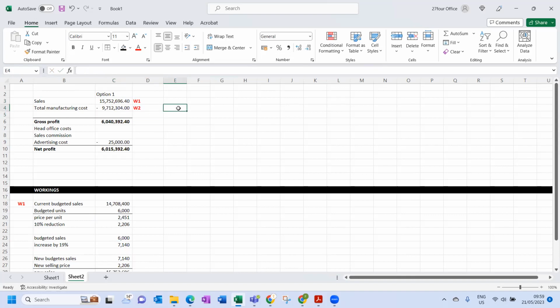Then I'm going to make a comment over here: cost per unit not reduced by 5% as below 20%. You remember in cost accounting, there are marks for not including stuff, so you must make a comment.